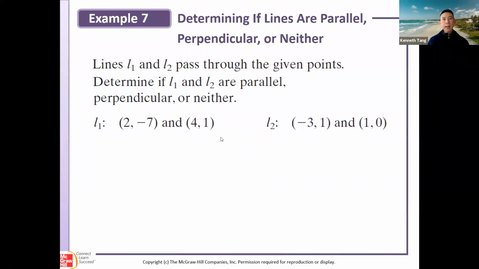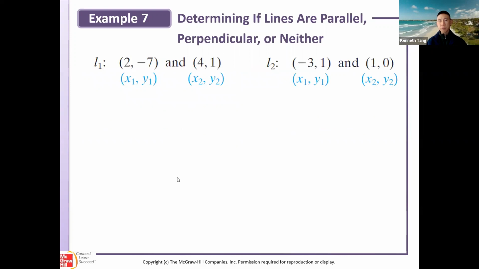Here we have a first line, L1, and a second line, L2, given two points on both lines. Now they want you to determine if L1 and L2 are parallel, perpendicular, or neither. I'm going to start with the first one. I have to determine the slope of the first line, and I'll do the same to find the slope of the second line.